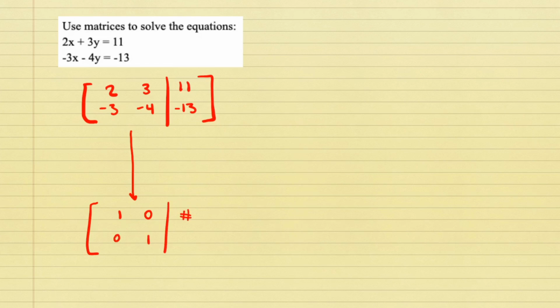Okay, and we get numbers over here. Now, what you're looking at here is called the identity matrix. This is what I want to get my answers to, this thing right here. Because it's basically saying that this is x, this is y, and these are the answers that go with it. That's what I want to get to.